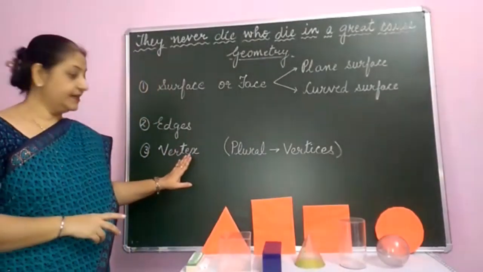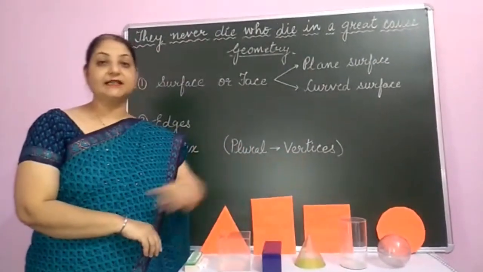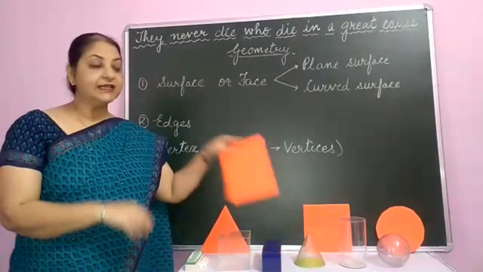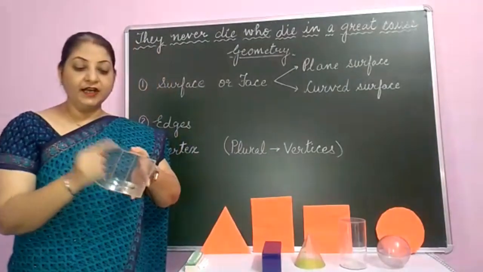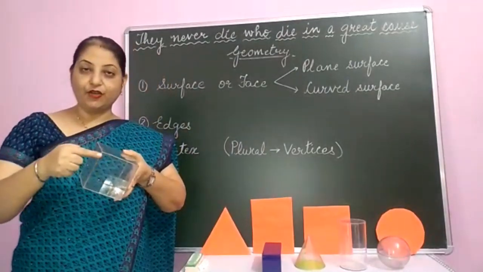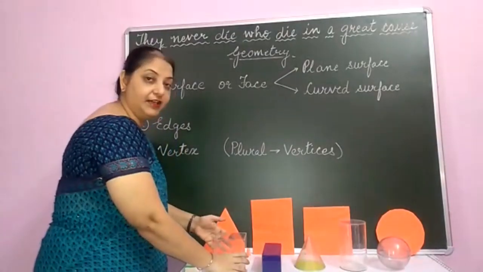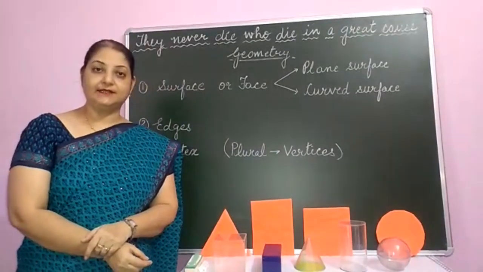The third term is vertex. Plural of vertex is vertices. We have learned in plane figures also that the corners are known as vertex. So here also the corner where these three edges are joining together is known as vertex. And when in a figure we have more than one vertex, we call it vertices.